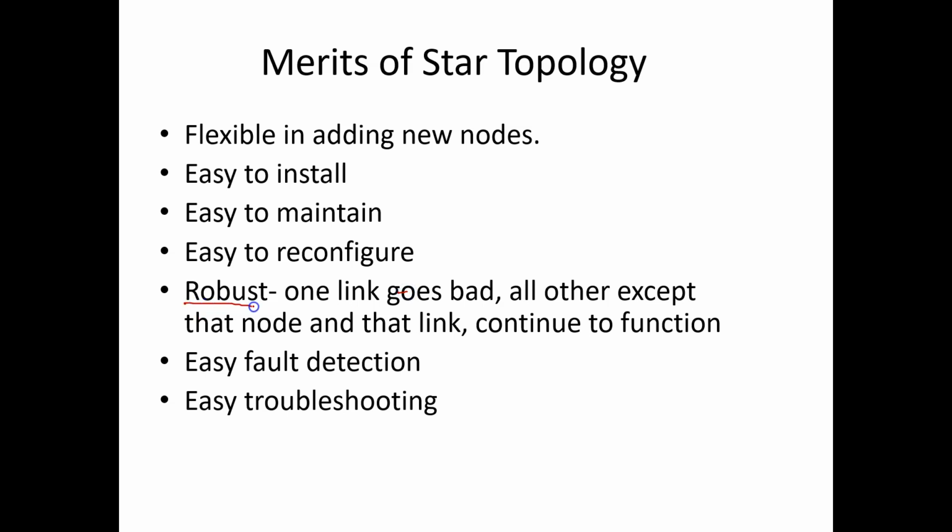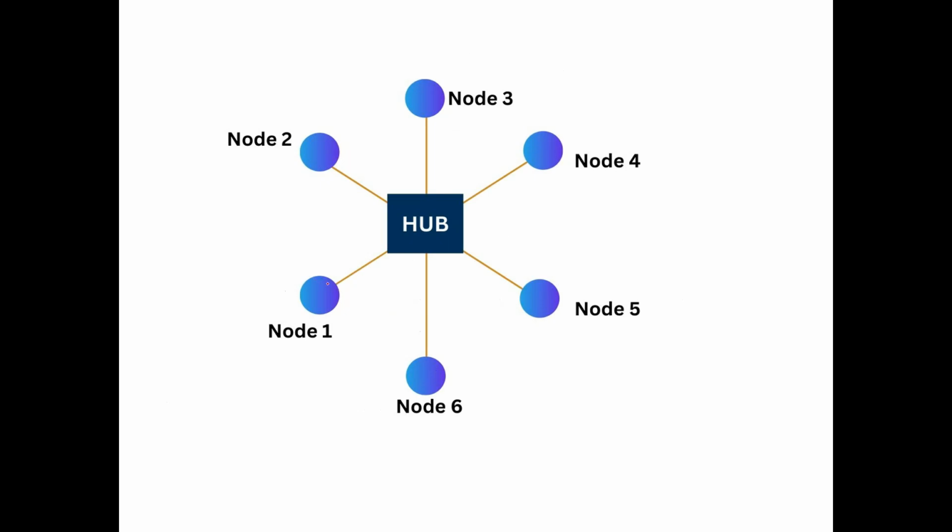This star topology is robust in nature, means if one link goes bad, all other links except that node and that link continue to function. Means if this node 1 goes bad or breaks down, it doesn't affect the remaining network. Means the remaining network will continue to function. Or if the link between this node 3 and the hub fails, then failing of this link will not affect the remaining network. In that context, we can say this star topology is robust in nature.